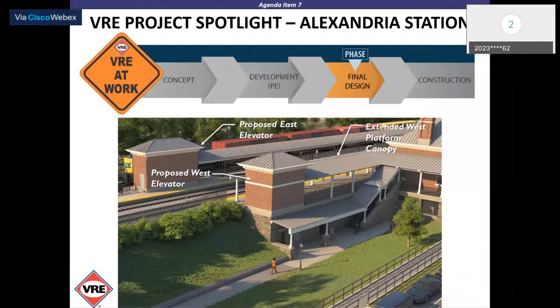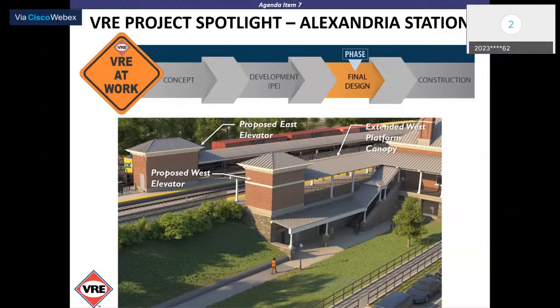As I reported last month, I added a feature to my report, a project spotlight, and so coming forward at each meeting, I will put the spotlight on a project. As you know, we have at various levels projects going on at all 19 of our stations, including Washington Union Station, and both of our maintenance and storage facilities. So this month, I wanted to spotlight Alexandria Station.